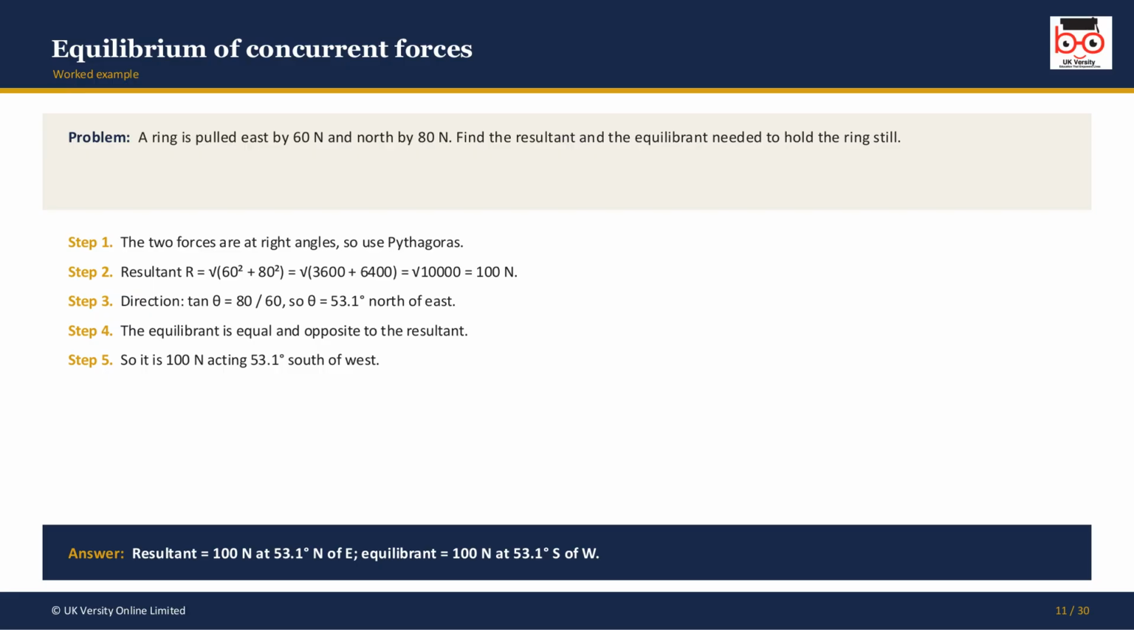Its direction is found from the tangent of the angle, 80 over 60, giving about 53.1 degrees north of east. The equilibrant is just the same size acting the opposite way, 100 newtons pointing 53.1 degrees south of west.